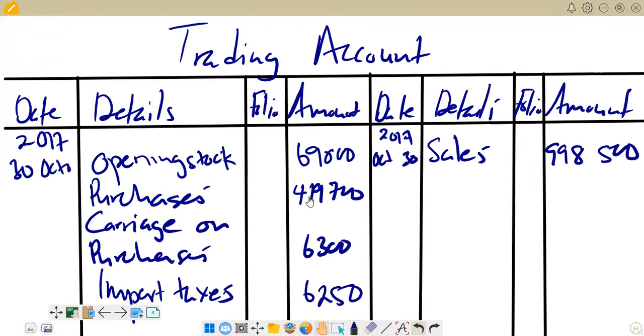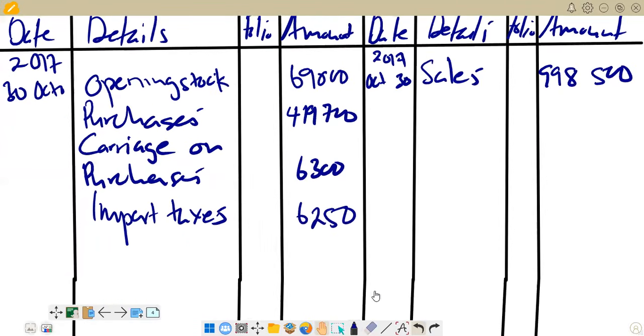We are here, we are saying our closing stock, and the amount that we are having for closing stock there, 197,690. So this is what we have.